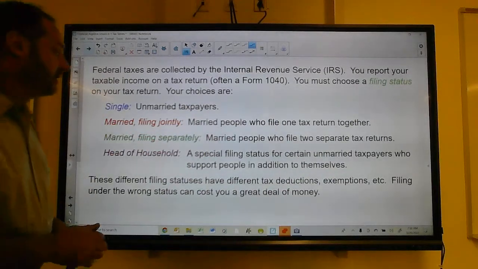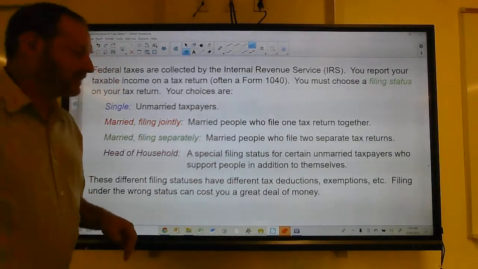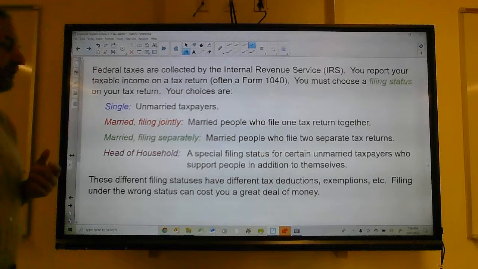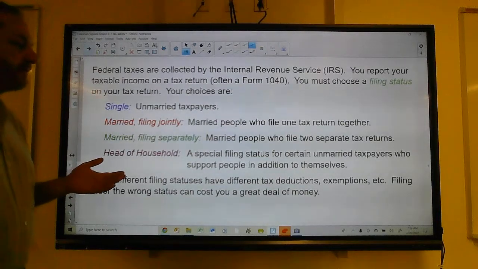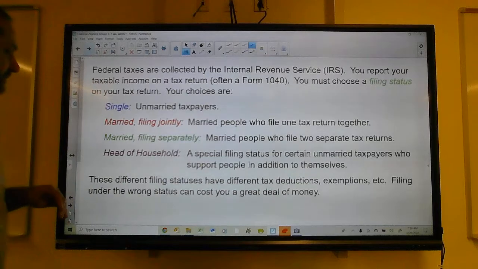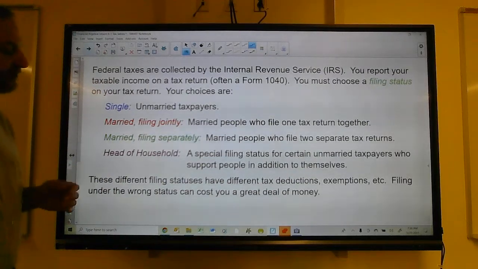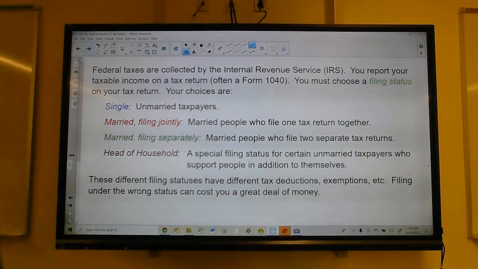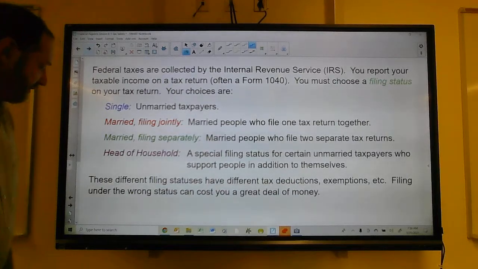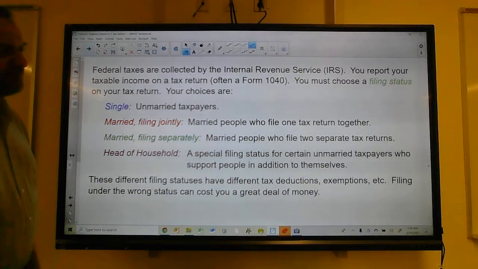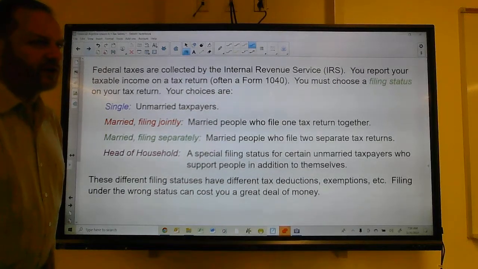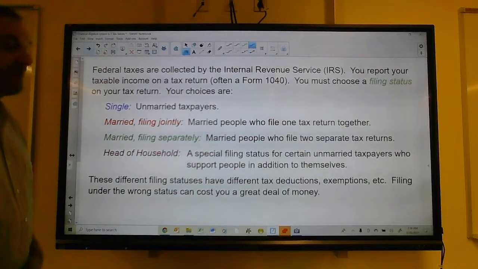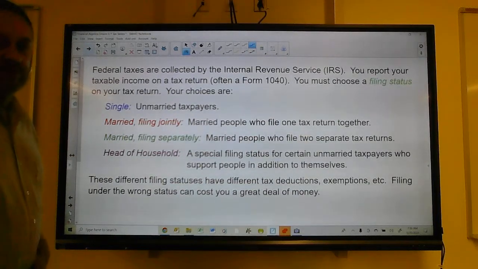married filing jointly. That's a married couple that file one tax return for the both of them. Married filing separately, so that would be if you were married and you and your spouse each filed separate tax returns. And head of household is a special filing status that's for certain unmarried taxpayers who support people in addition to themselves. Okay, so that could be, maybe you have an adult child that's handicapped in some way, and so they might have income, but they might not be able to support themselves completely.